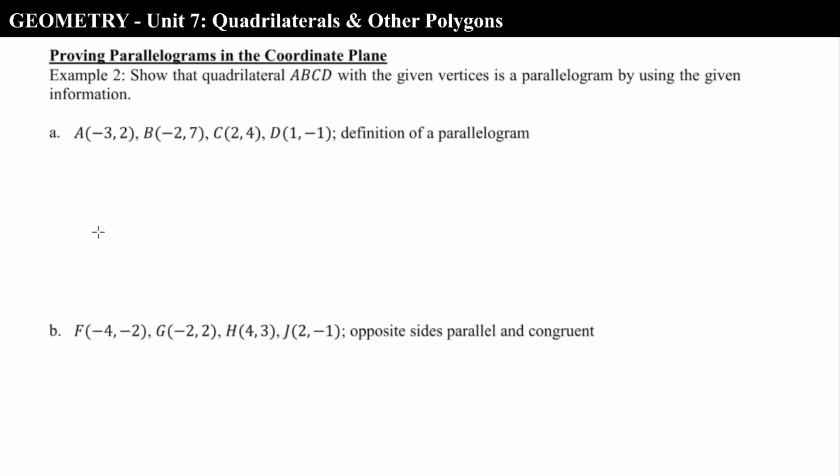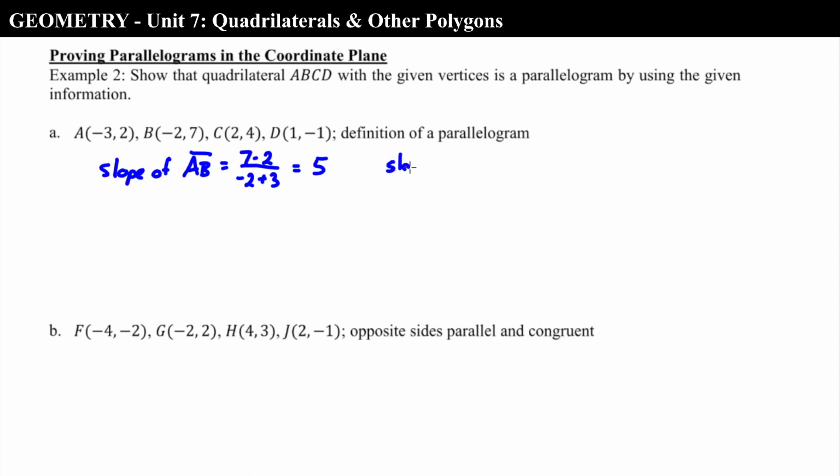So let's start with the slope of AB. So that's going to be 7 minus 2 over negative 2 minus negative 3, which is going to be plus 3. And that's going to give us 5. Okay, we're just using the slope formula, y2 minus y1 over x2 minus x1.